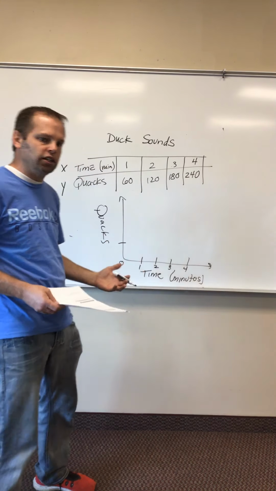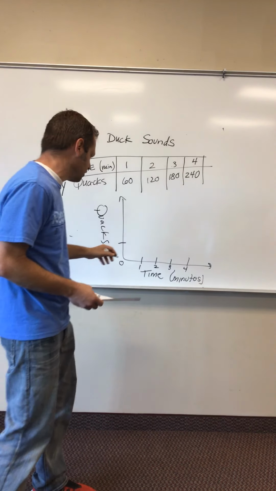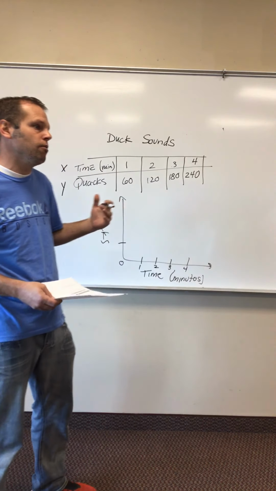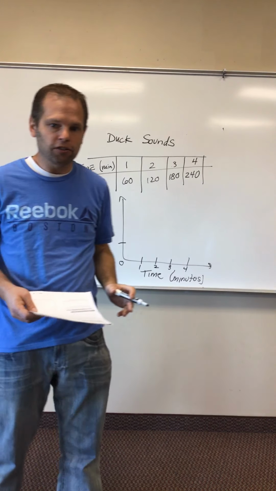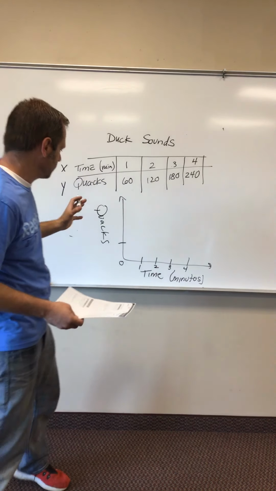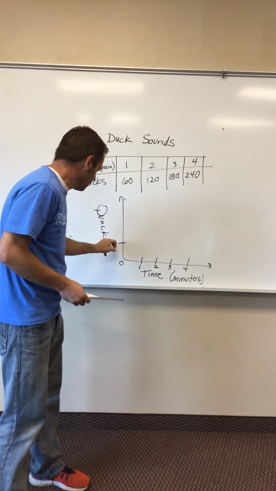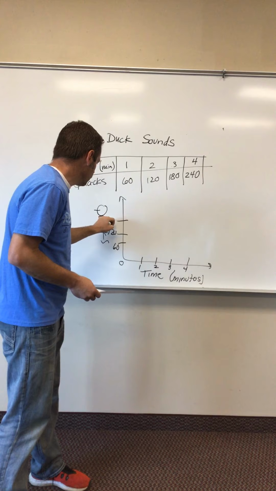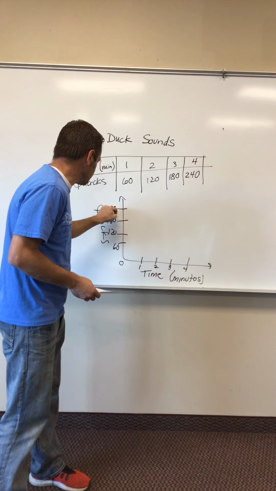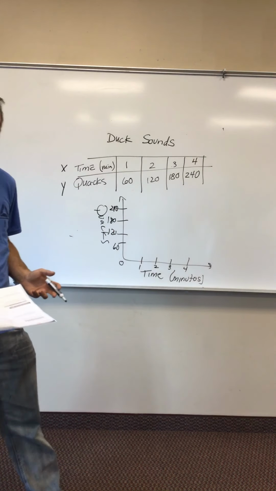Now I'm going to change my data to go up by 60. It's not going to make sense to go up by 1s. Otherwise, my graph is going to be high up to the sky, and it's just not going to make sense. So 60, 120, 180, 240. Okay, now I'm ready to start graphing.